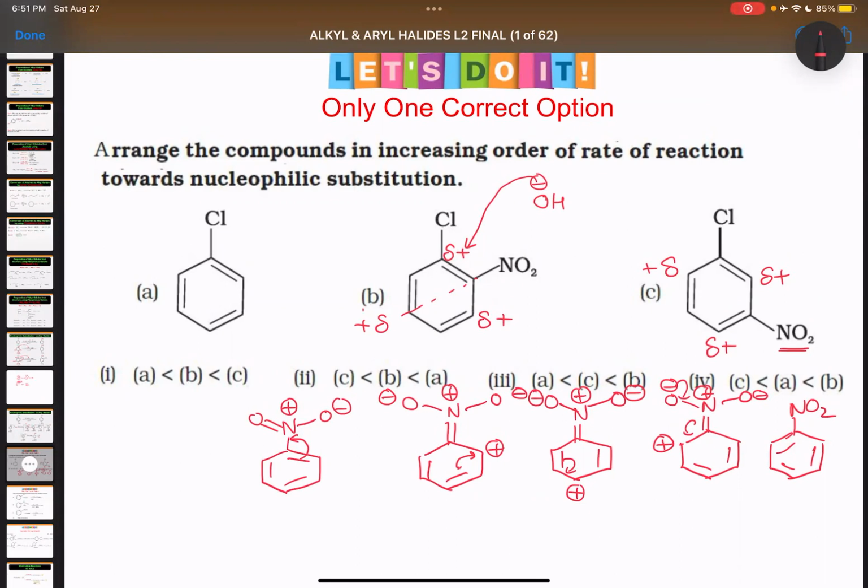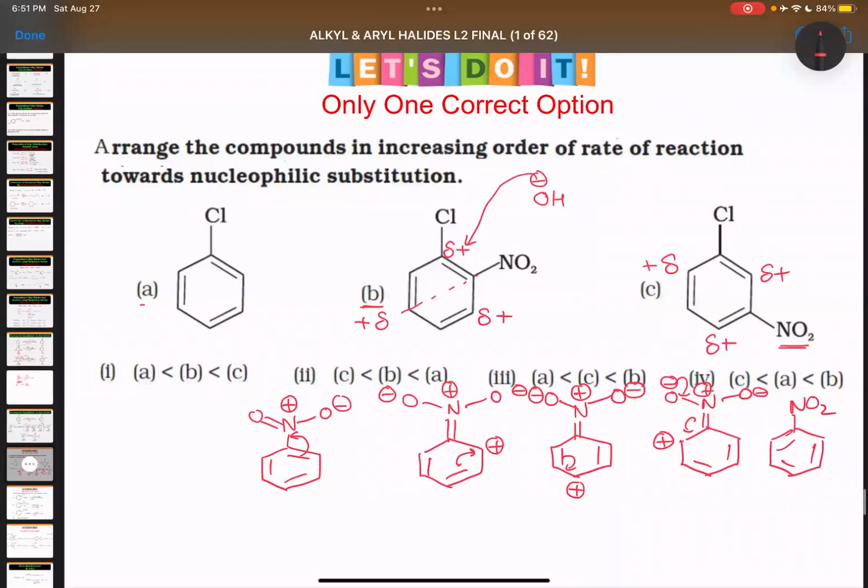So B is going to be the fastest one and A is going to be the slowest one, because A has only chlorobenzene and no nitro group. Because we are attacking with a nucleophile, we want the OH minus to react more quickly, and for that we need positive charge. So in increasing order of nucleophilic substitution reaction, the least is A and the maximum is B, and C will be somewhere in the middle. So the third option is the right option.